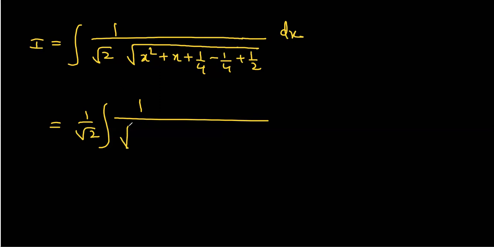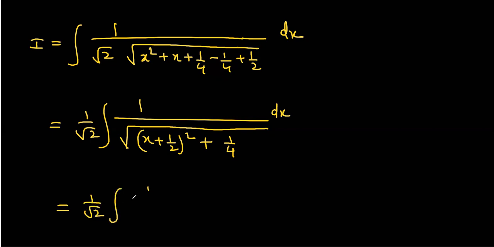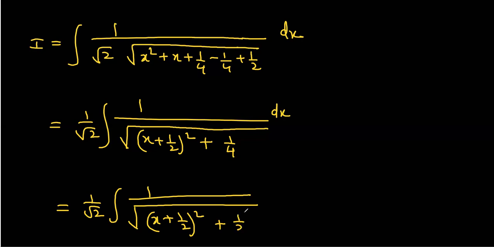upon square root of, the first 3 terms will get me the perfect square. So x plus 1 by 2 the whole square, and the next 2 terms, it is half minus 1 by 4, which is plus 1 by 4. You can check this, half, this is 1 by 4 negative. So half minus 1 by 4 is plus 1 by 4. So it is 1 upon root 2, 1 over square root of x plus 1 by 2 the whole square plus 1 by 2 the whole square, and here I can apply the result.